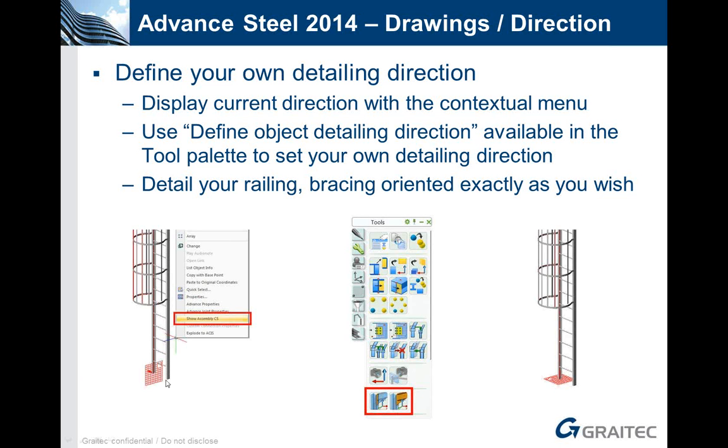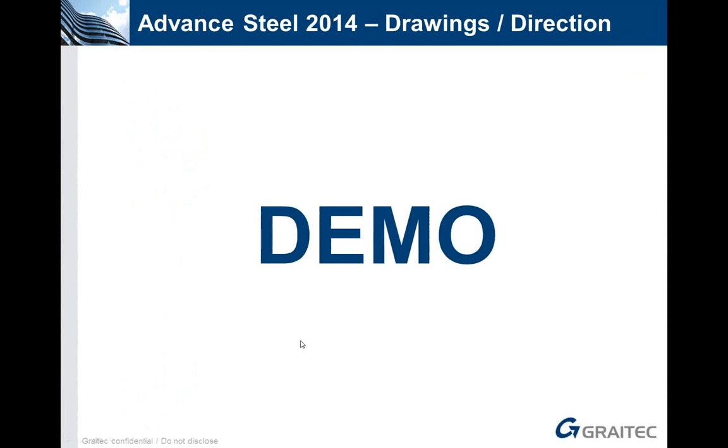So you have some example here. You can check the result with this temporary displayed plane, which shows you how the element will be displayed on its workshop drawing. So it's very useful for beam, columns, also for railing, bracing, cage ladder. Any elements of your project can have its detailing direction defined by the user.